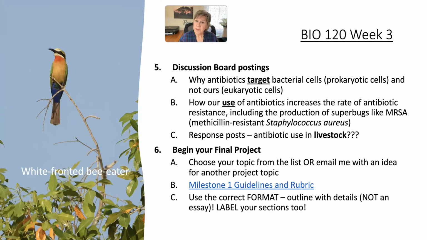If you want to choose something that's not in the list, you have to email me. You have to get it approved before I can grade it. So make sure you do that. I'm always looking for my email messages, so I'll answer you at least within the day, but usually much earlier than that. Follow the milestone 1 guidelines and the rubric. The guidelines are the instructions. The rubric is how I grade, right? Make sure you follow those because your instructions are there about what to do.